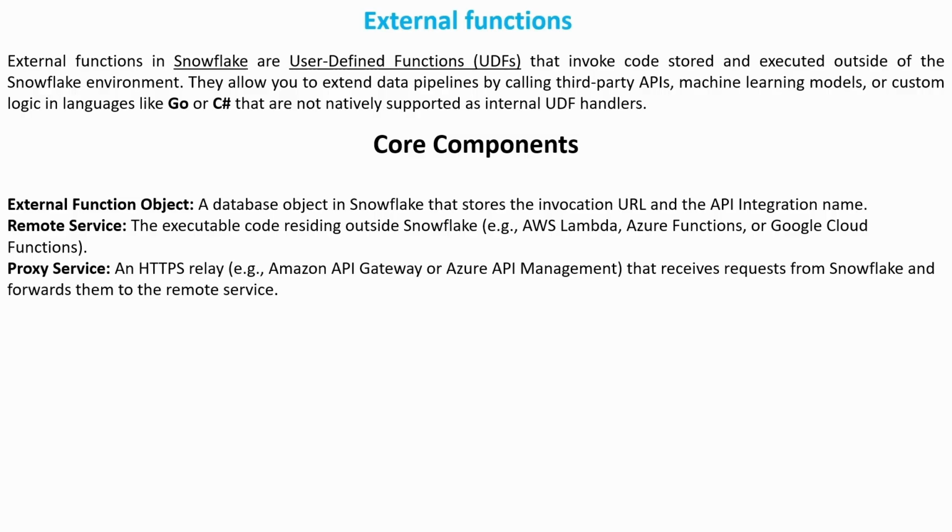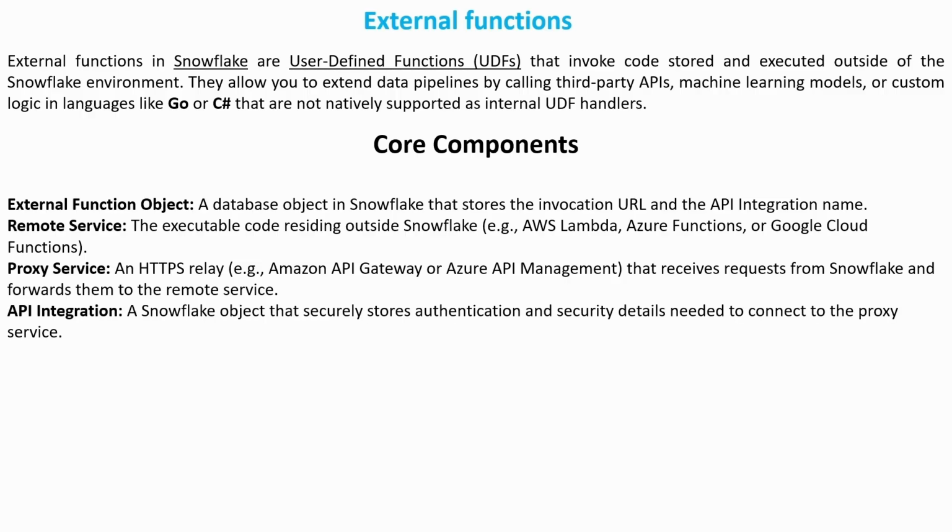Next is the proxy service. This is an HTTPS relay that receives requests from Snowflake and forwards them to the remote services. Next is the API integration. This is something which is inside the Snowflake. It is a Snowflake object that securely stores authentication and security details needed to connect to the proxy service, which we are going to create in just a few minutes.